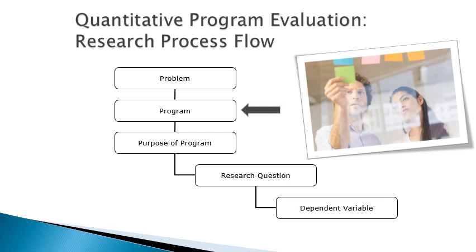Then we identify the program. The program, maybe in this case, is the XYZ DUI checkpoint program. Then we look at, well, what's the purpose of the DUI checkpoint program? In this case, the purpose of the program is to reduce the number of DUI-related fatalities in the city of Los Angeles. Then, what's the research question? Does the XYZ DUI checkpoint program reduce the number of DUI-related fatalities in the city of Los Angeles? Then we think, well, what's the dependent variable? Well, the dependent variable is DUI-related fatality. It's just that easy, or not.